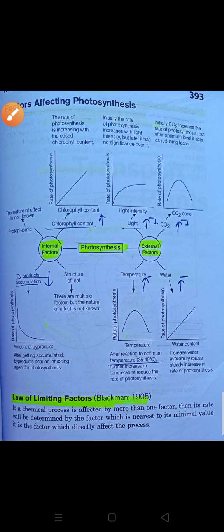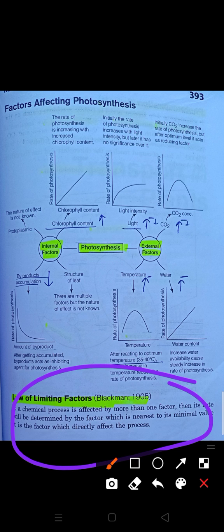Okay, so we can understand it by one law, the law of limiting factors. You can see here, the law of limiting factors was given by Blackman in 1905. According to him, when several factors affect any chemical process, everything limits that particular process. It means that if a chemical process is affected by more than one factor, please remember, whenever any law is given, you have to learn it word by word.